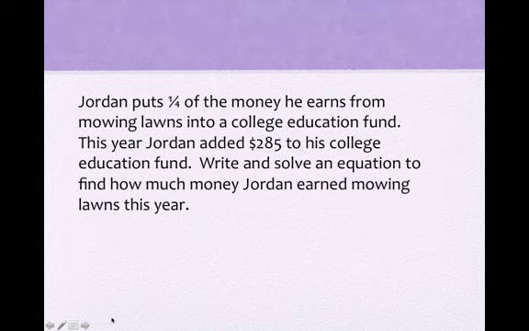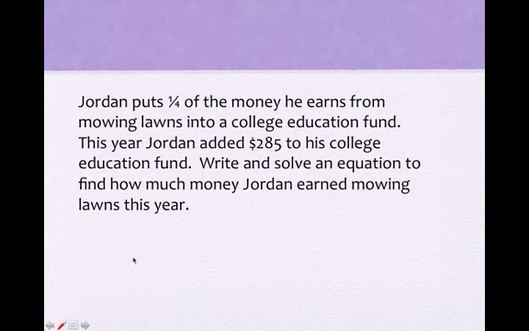Okay, so Jordan puts a quarter of the money he earns from mowing lawns into a college education fund. This year, Jordan added $285 to his college education fund. We're going to write and solve an equation to find out how much money Jordan earned mowing lawns this year.